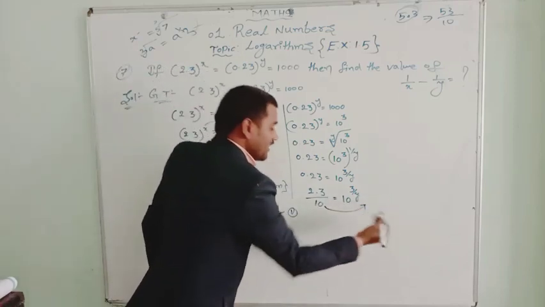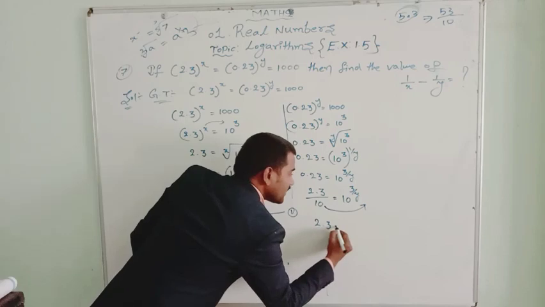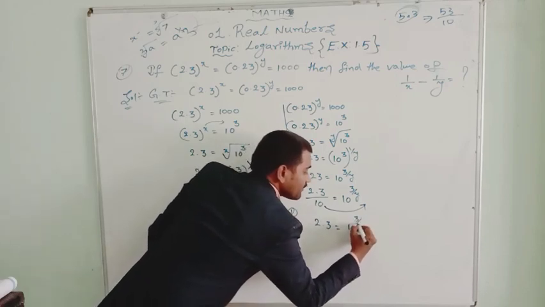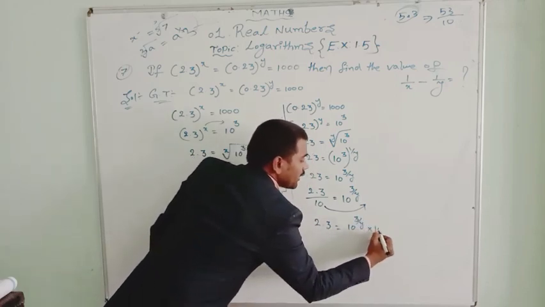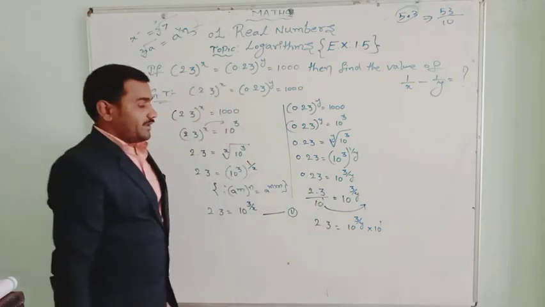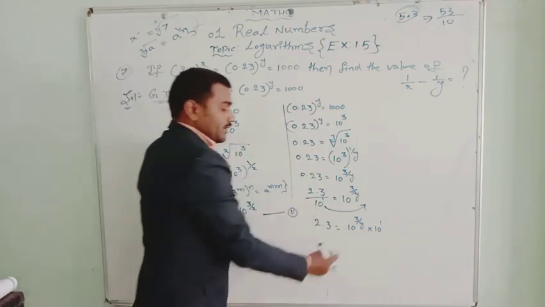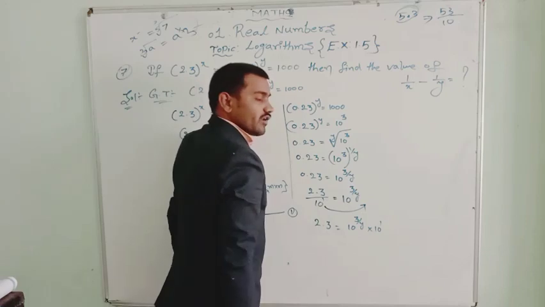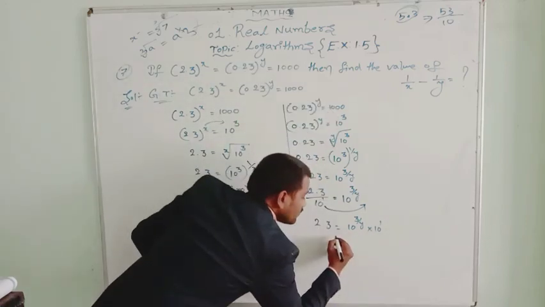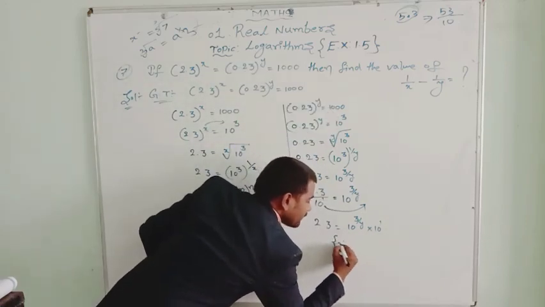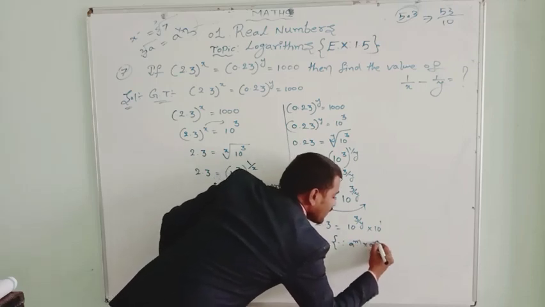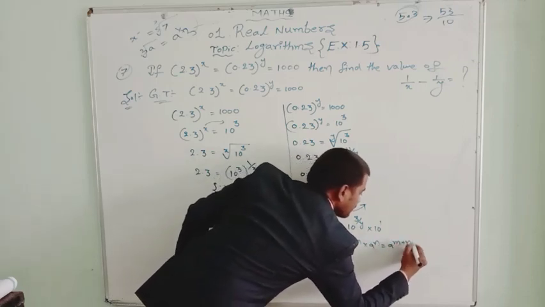It is dividing, so it will be multiplied here. So 2.3 is equal to 10 to the power of 3 by y into 10 to the power of 1, nothing but 10. Now here, a to the power of m into a to the power of n is a to the power of m plus n, by using laws of exponents. See that? a to the power of m into a to the power of n equals a to the power of m plus n.